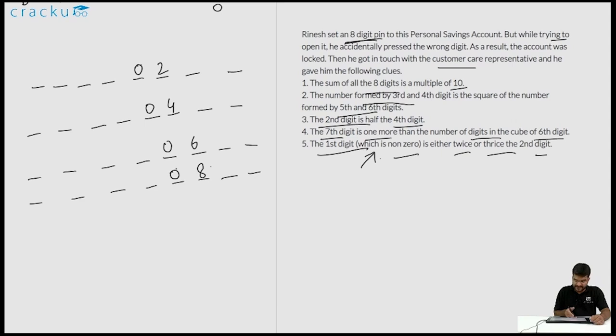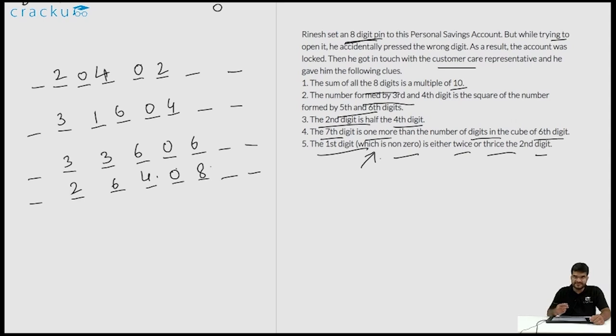Based on the value of the sixth digit, we can find out the value of the third and fourth digits, which is just the square of the sixth digit. So this is 16, this is 36, and this is 64. Now we know that the second digit is half the fourth digit. In this case, the fourth digit is 4, so the second digit will be 2. In this case, the second digit will be 3. In this case, the second digit will be 3. In this case, the second digit will be 2.